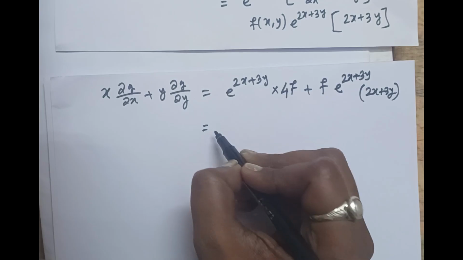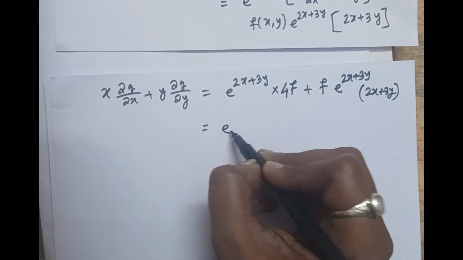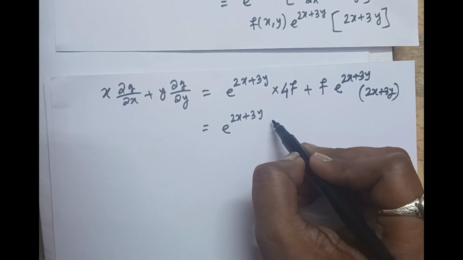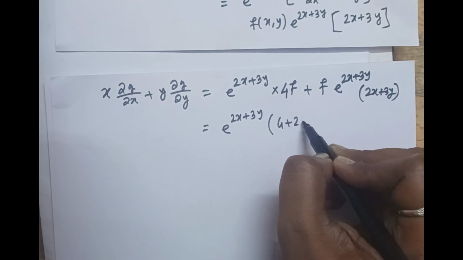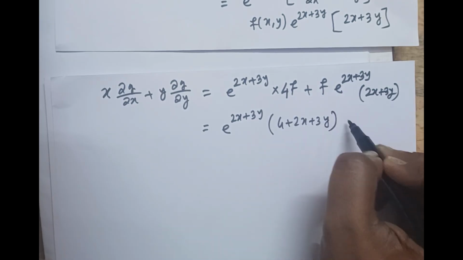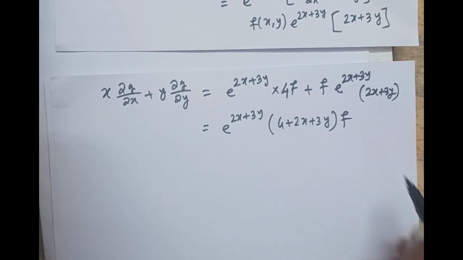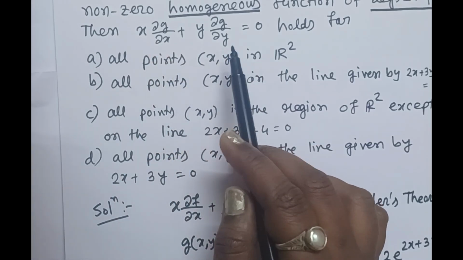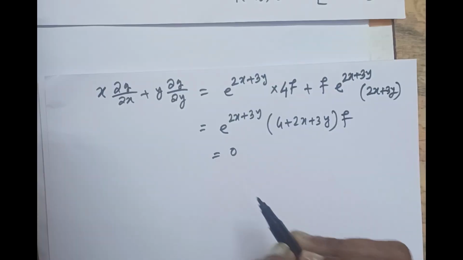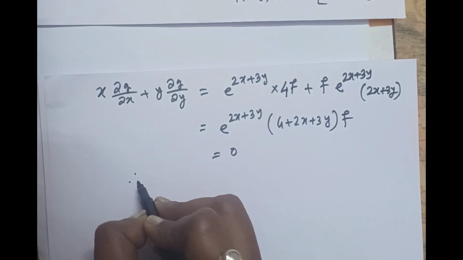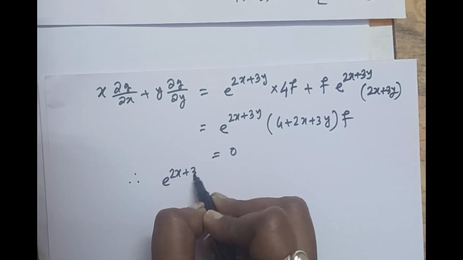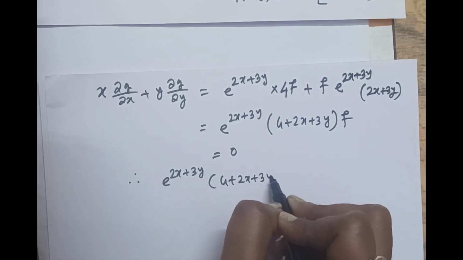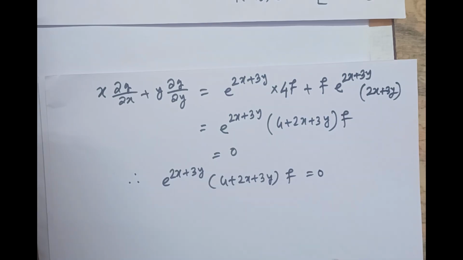Also we can take f e^(2x+3y) common, then we will be left with only 4 + 2x + 3y. And given that in the question x ∂g/∂x + y ∂g/∂y equals 0, using this we obtain e^(2x+3y) (4 + 2x + 3y) f = 0.